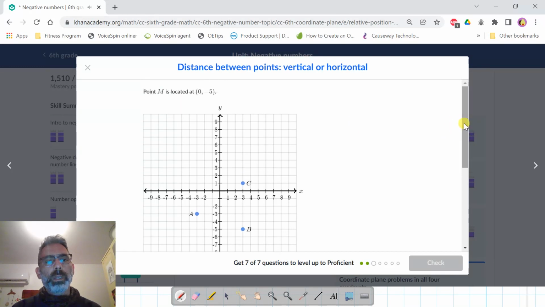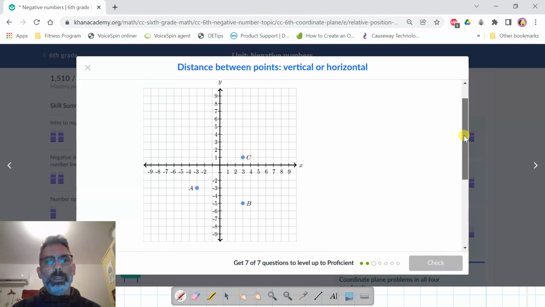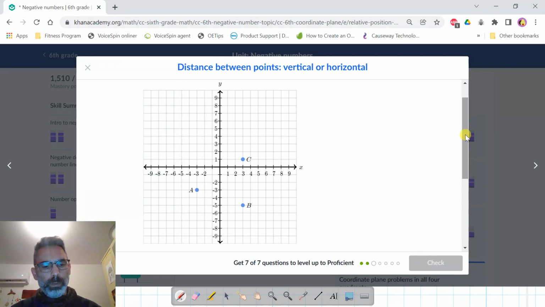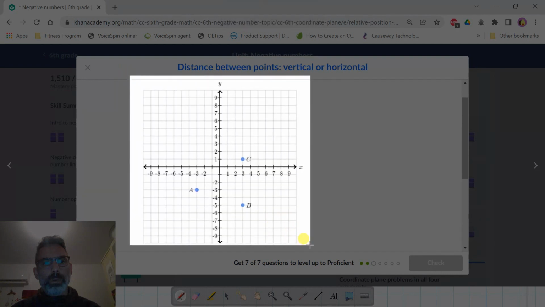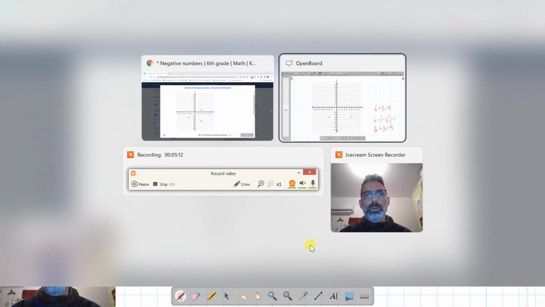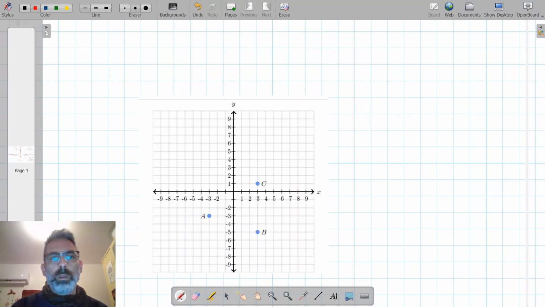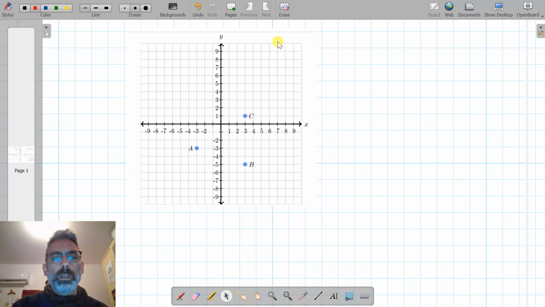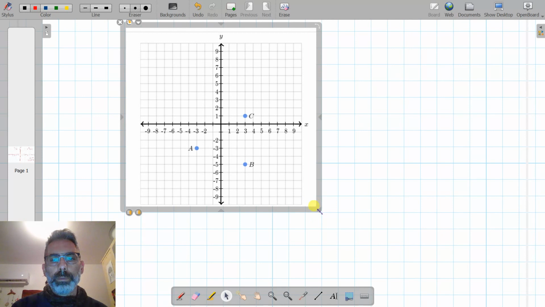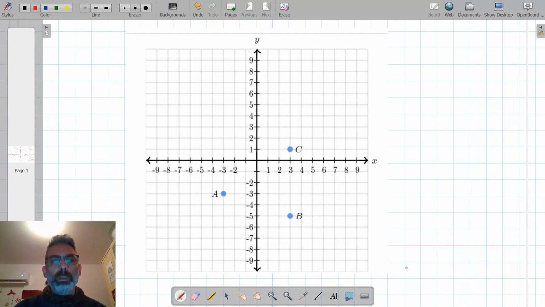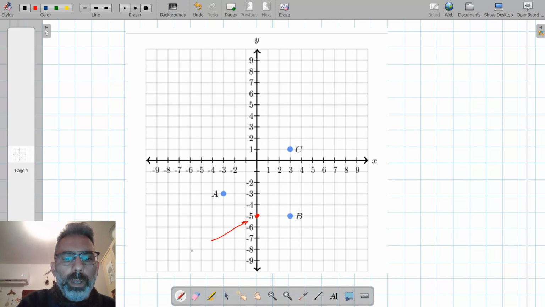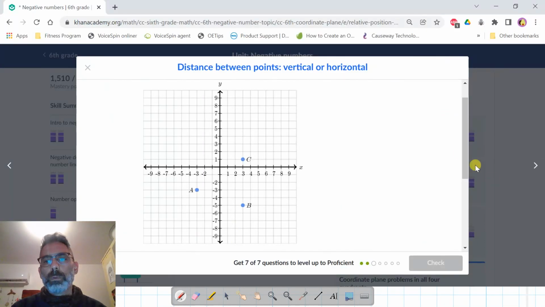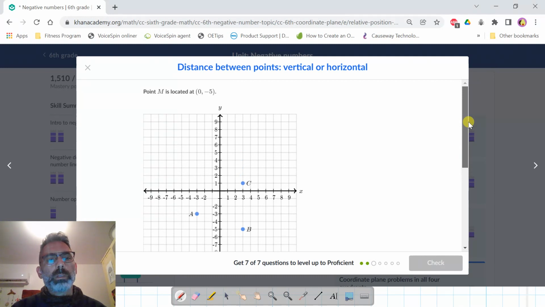Point M is located at 0 and -5. Okay, so this here is point M. Right? Point M is located at 0 and negative 5.